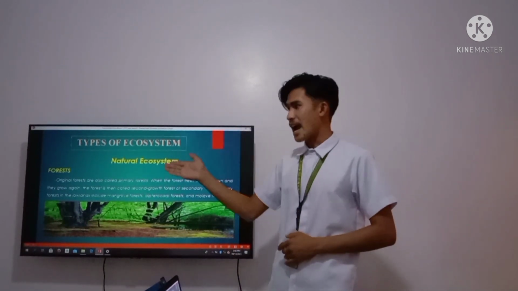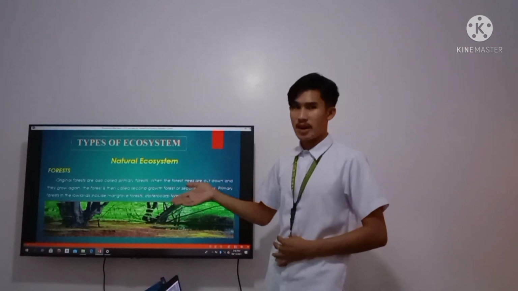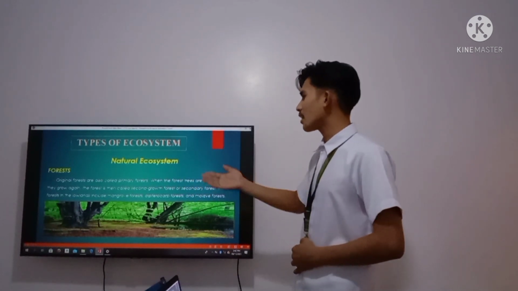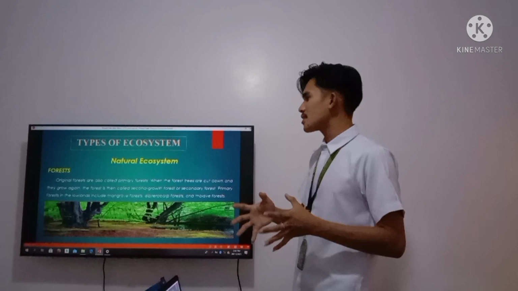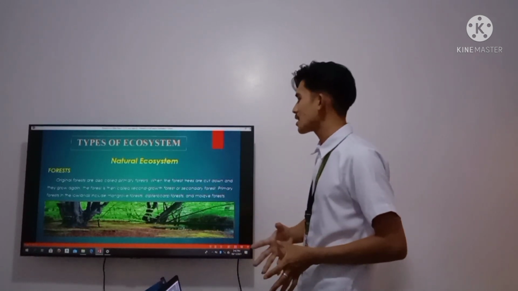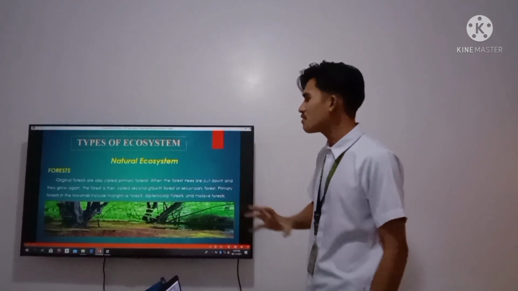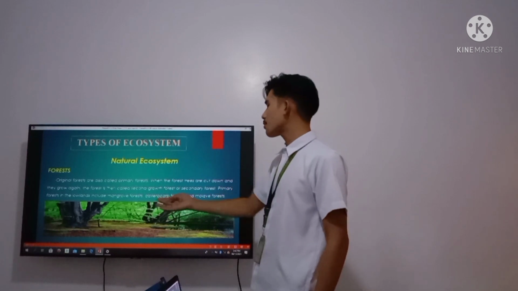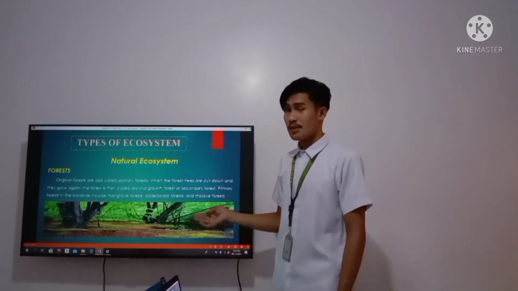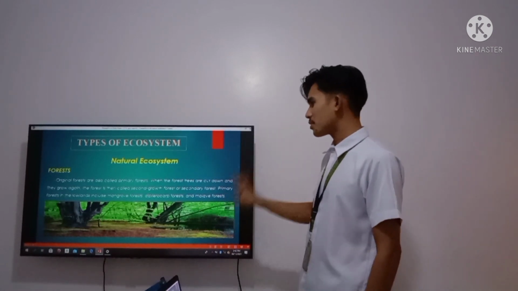The natural ecosystem consists of forests. Original forests are also called primary forests. When the forest trees are cut down and they grow again, the forest is then called second growth forest or secondary forest. The primary forests in the lowlands include mangrove forests, dipterocarp forest, and Molave forest. As you can see on the picture, those are the old trees.